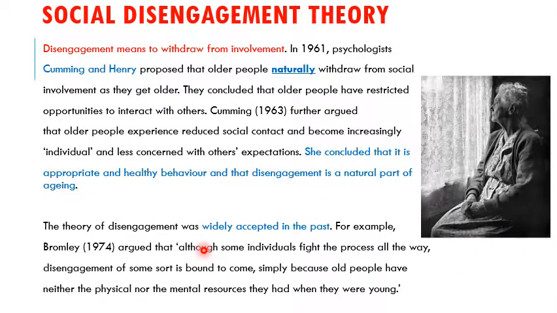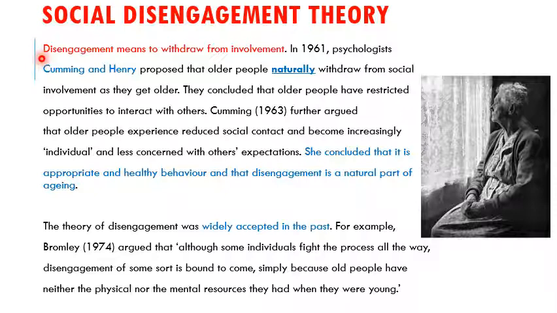The first theory that we're going to look at is the social disengagement theory. Disengagement essentially means to withdraw from involvement, and in 1961, psychologists Cumming and Henry proposed that older people naturally withdraw from social involvement as they get older. They concluded that older people have restricted opportunities to interact with others, and Cumming in 1963 further argued that older people experience reduced social contact, and this makes them become more individual and less concerned with expectations of others. She concluded that it is appropriate and healthy behaviour and that disengagement is a natural part of ageing.